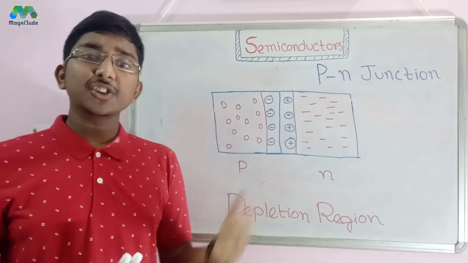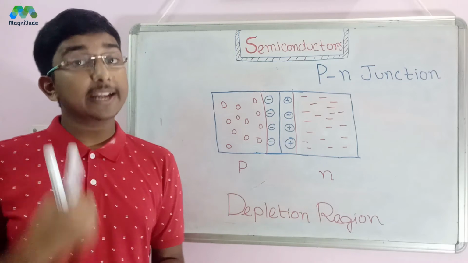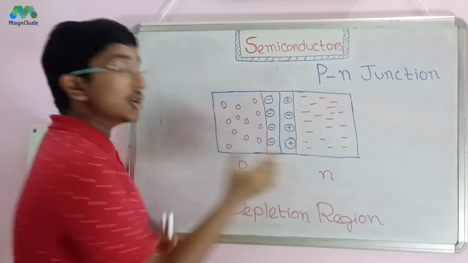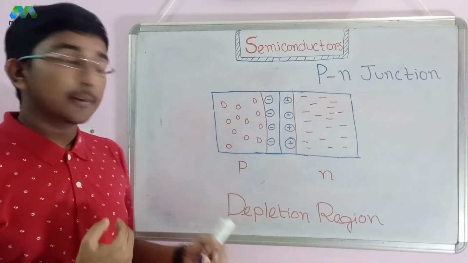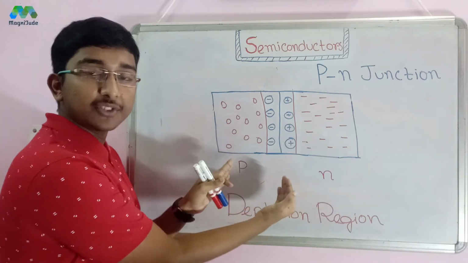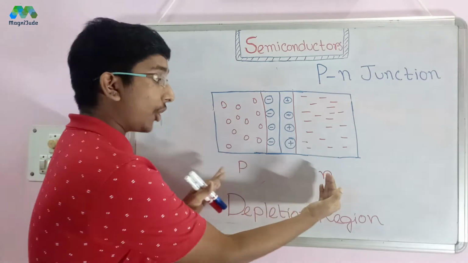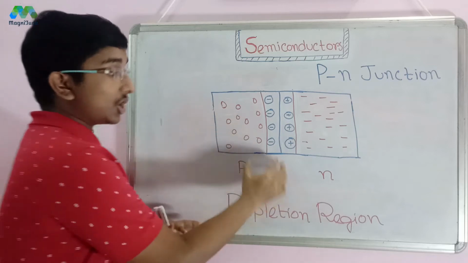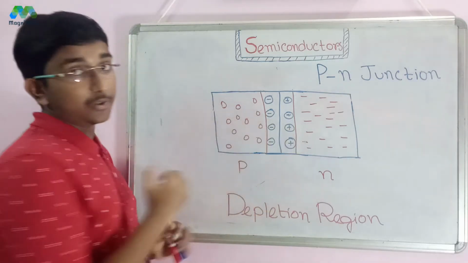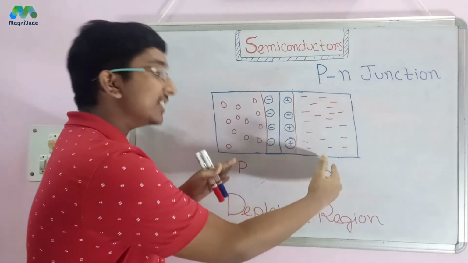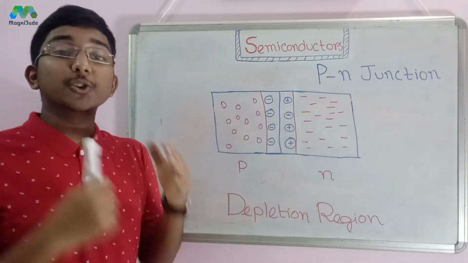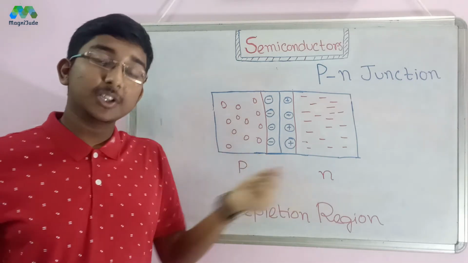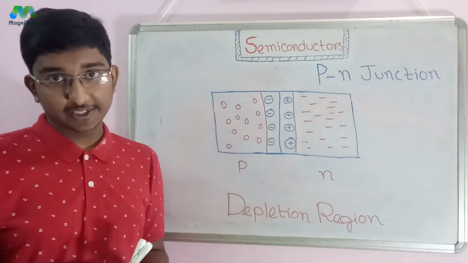In our upcoming lectures, we will get to know how this depletion region or depletion layer width can be changed. Means we can change the width of this depletion region to a higher or to a lower form. And this region does not allow the current to flow through it. So if this region increases, then definitely no current will flow through it, and if this region decreases to 0, then only the current flows through it.